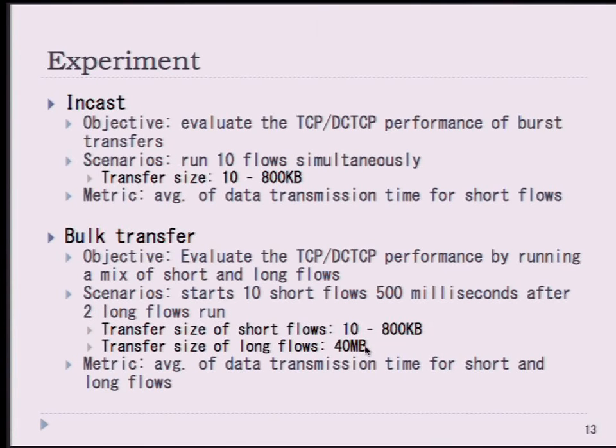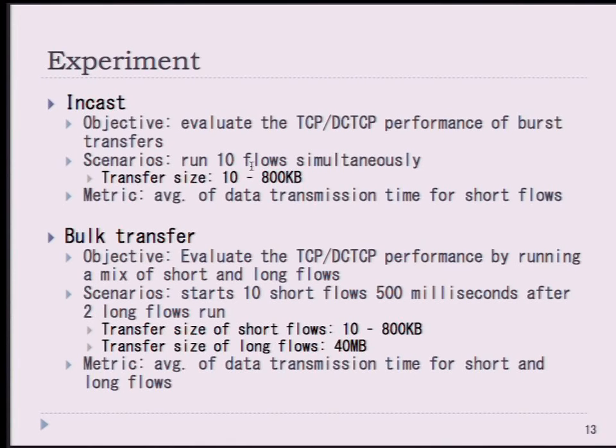In the evaluation, we did two experiments, incast and bulk transfer. In the incast experiment, we evaluate the TCP or DCTCP performance for a burst transfer. In order to achieve this, we run 10 flows at the same time. And we change the data size to be transferred from 10 to 800 kilobytes. We measured the average data transmission time for these 10 flows.